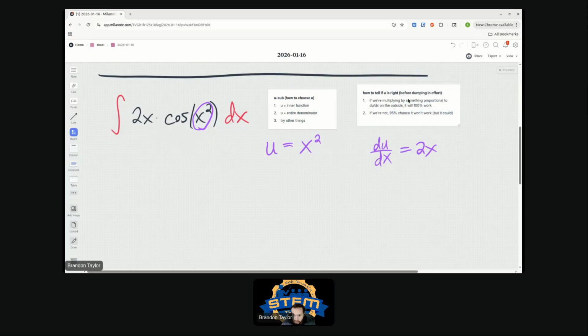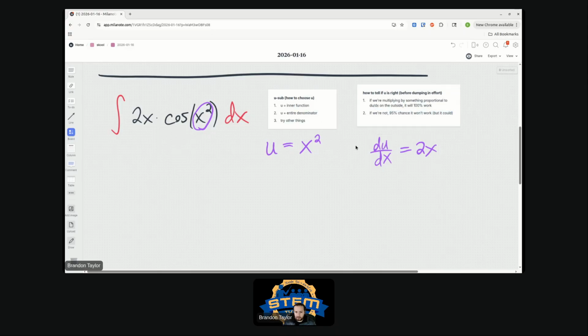Because about half the time, or most of the time, you expect it to work, in which case you just confirm it works before dumping in effort. Whereas when this rule fails, it fails the vast majority of the time, 95%, but sometimes it'll still work. That's really the problem. Sometimes it still works and the rule says that it doesn't, and you kind of have to ignore the rule in that case. But it does happen, but it's very rare.